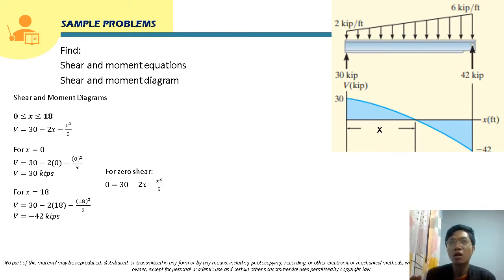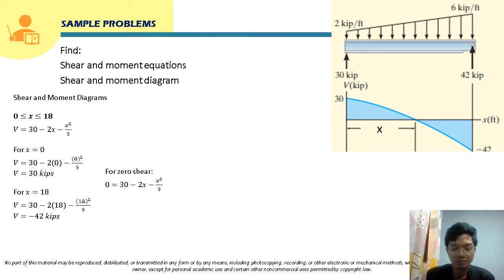To solve for those two values of x, you can use the quadratic formula. You can actually also use your calculator. Recall the formula for that. If you are going to use the calculator, press mode 5, then press 3. In this case, x squared over 9, so the coefficient is negative 1 over 9. For the second value, negative 2. And for the constant, that is 30.